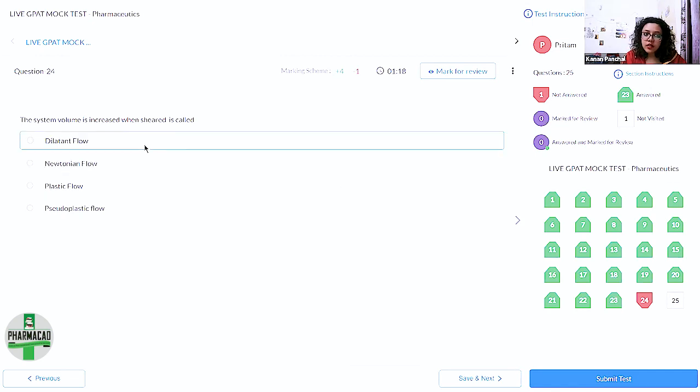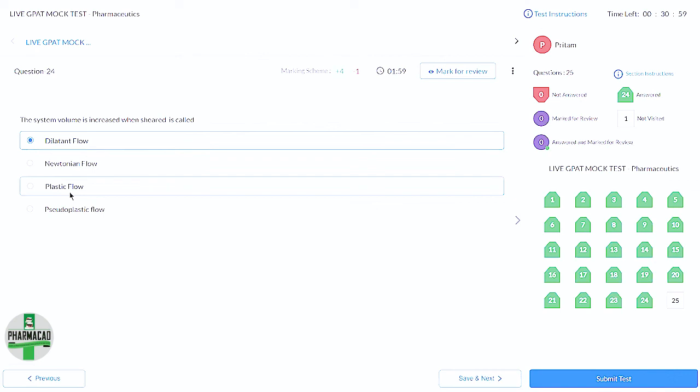Ma'am, dilatant flow. Good. A system whose volume increases with shear is dilatant. Which one will become less viscous, Anam? When you apply shear, which becomes less viscous, what will that be? Ma'am, plastic flow. Plastic how? Pseudoplastic. If you are applying shear and the viscosity decreases, then that is pseudoplastic. Dilatant and pseudoplastic are opposite. In plastic flow, shear should reach a certain yield point, only after which it will start flowing. So that is plastic flow or your Bingham body. Okay? Yes, ma'am.